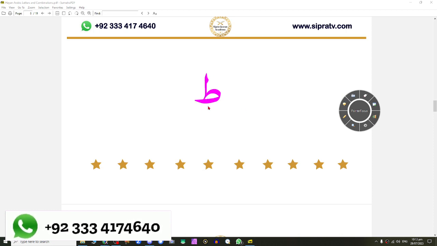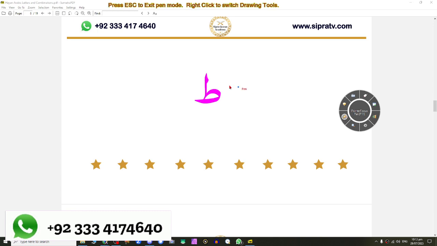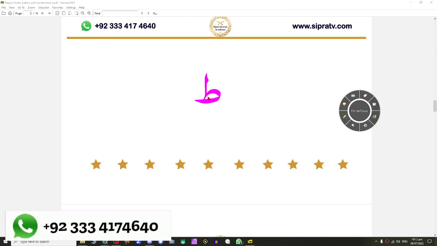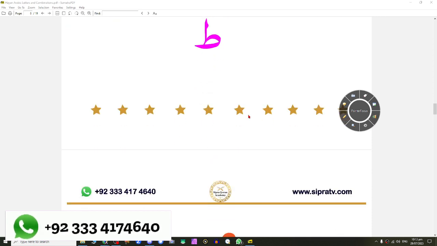Tha does not change whether it comes in the beginning, the middle, or the end of a word. It does not change. And same is the letter Dha. Now you have to keep that in mind. This shape and this line, top to bottom, will remain the same. They will never change. They will always be part of the letter Tha.